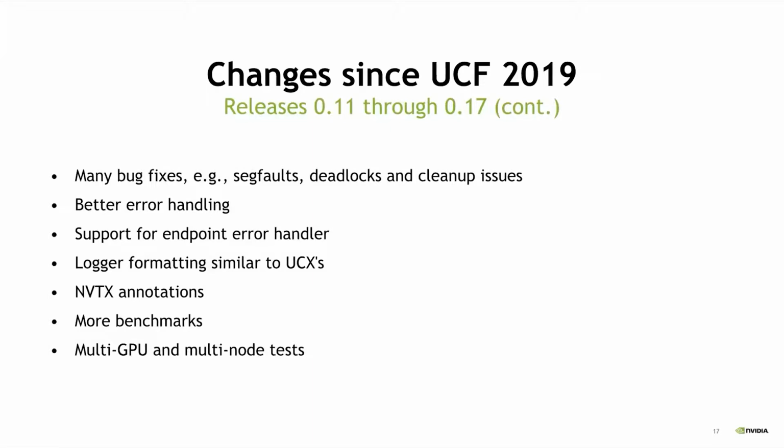We had many bug fixes. By the end of 2019, we rewrote the UCX-Py bindings to use more of an asynchronous type of implementation. Since then, we found several issues with seg faults, deadlocks, and cleanup issues. So this has been mostly a fixing year for UCX-Py. We now have it in a very stable state. We don't know of many hanging issues anymore, which is great.